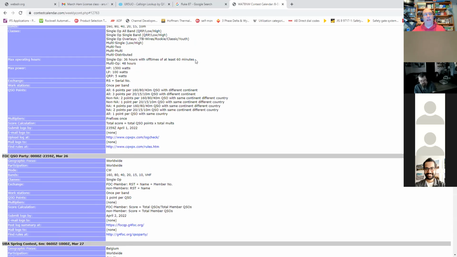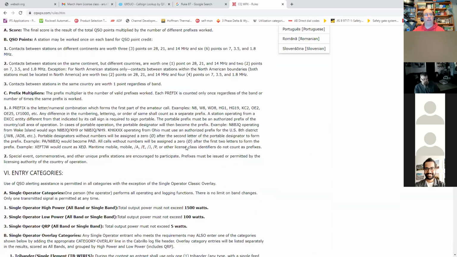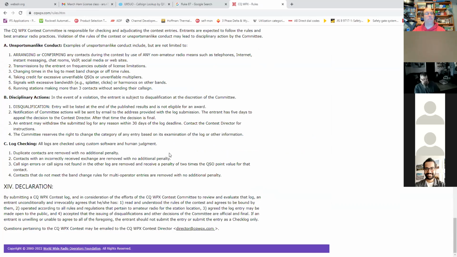And if you're a single operator, you're allowed to sit in the chair for as much as 36 hours if you want, if your butt can take it. And 6 points per contact on the lower bands, 3 points per contact on the higher bands. And if you're in North America, 4 points on the lower bands in the same country, and so on and so forth. So then there's official rules, places to upload your logs. So basically this gives you all the information as to how to operate and compete.